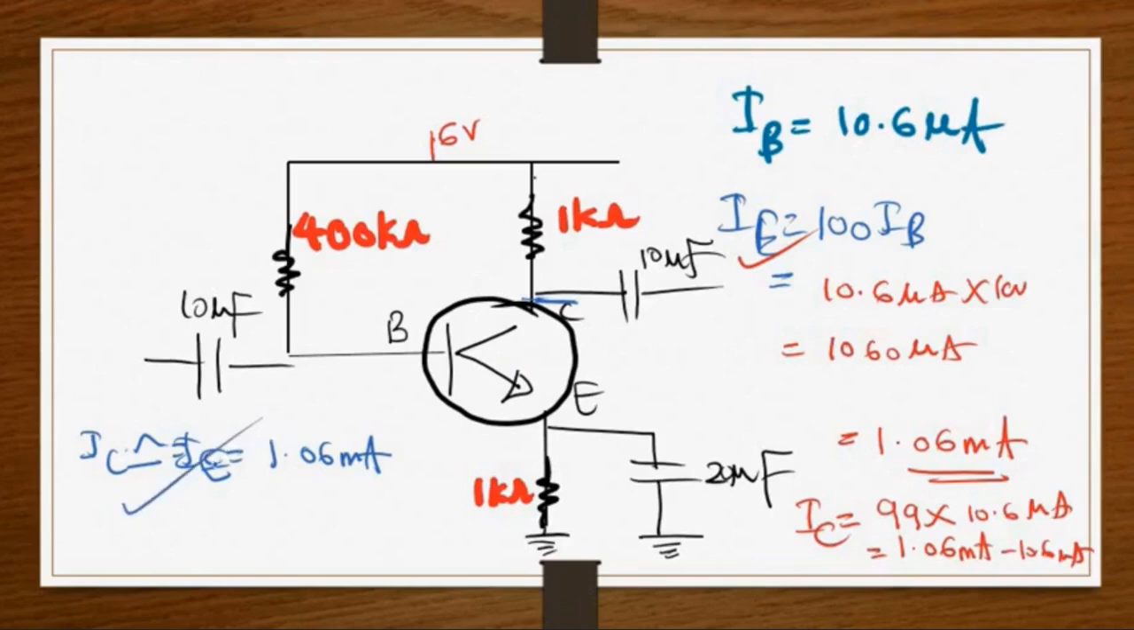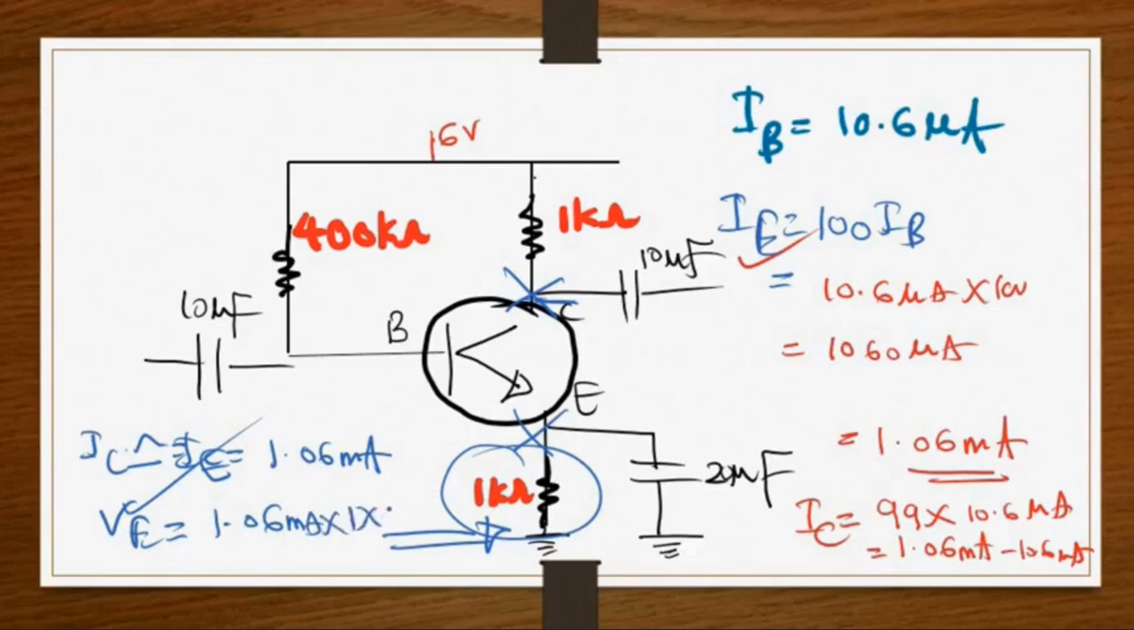In some questions, if there are big variations, then we have to find the real IC value. But here, I'm not going to find the real IC value. So, to find the VCE value, I need to find the potential difference across the C point and E point. Finding the potential at the VE point is quite easy because the potential here is zero. So the potential held by 1 kilo ohm is basically the potential at E. So 1.06 milliamperes into 1 into 10 to the power 3 ohms. Milli and 10 to the power 3 cancel off. We are getting 1.06 volt, that is VE.